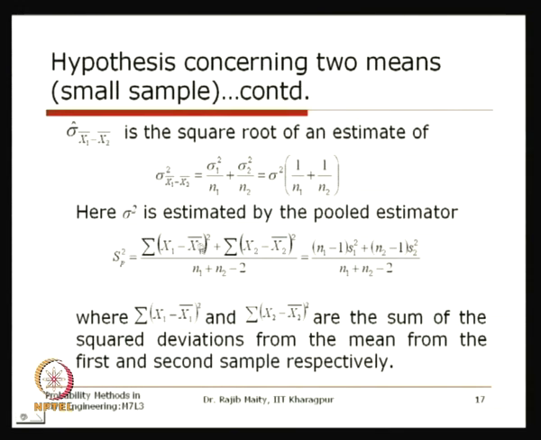The summation of x1 minus x1 bar square plus the summation of x2 minus x2 bar square, divided by n1 plus n2 minus 2, which is basically n1 minus 1 times the variance of the first sample plus n2 minus 1 times the variance of the second sample, divided by n1 plus n2 minus 2, where these two quantities are the sum of the squared deviations from the mean of the respective samples.